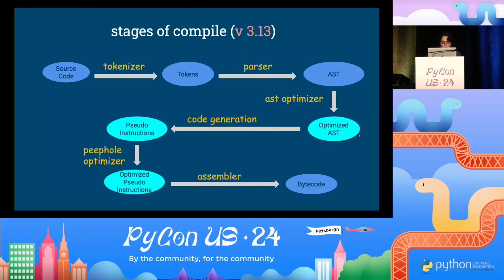So, yeah, that is the story of Python's compiler pipeline in version 3.13. Thank you.